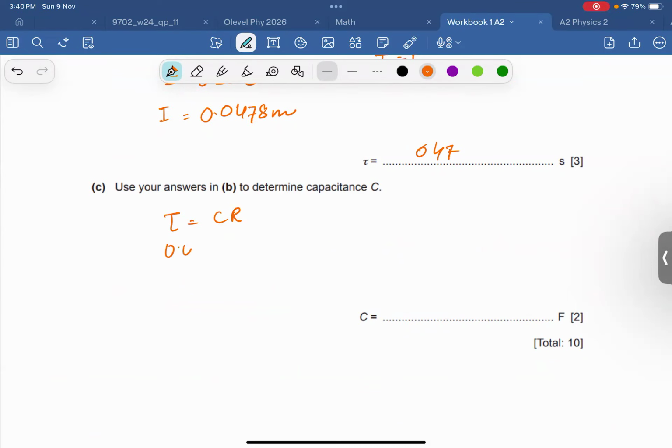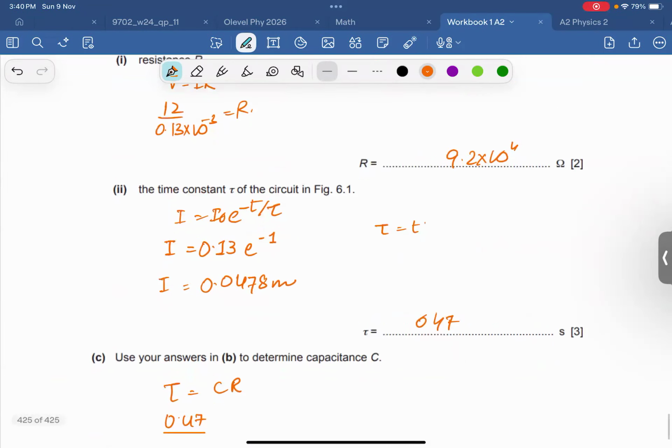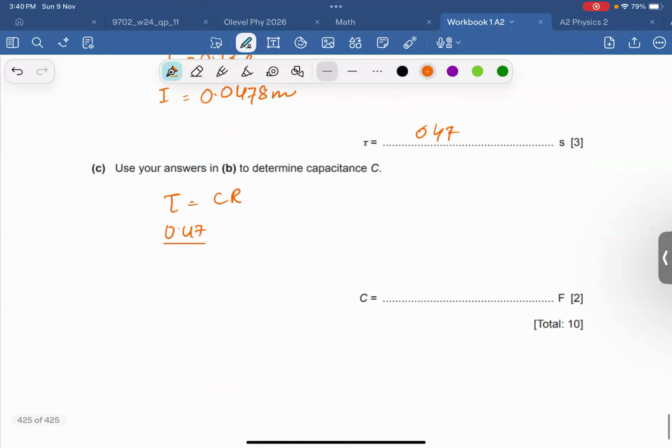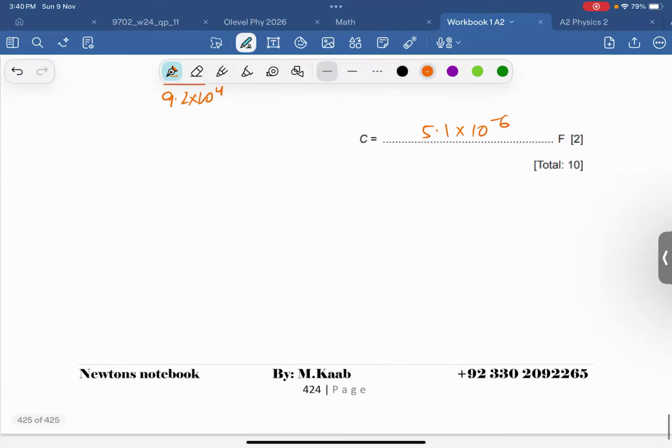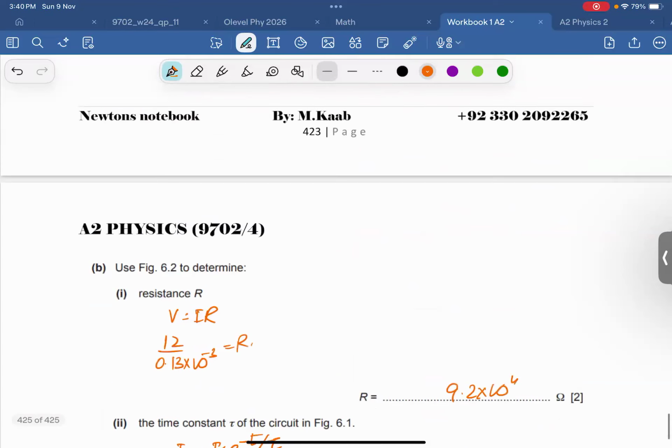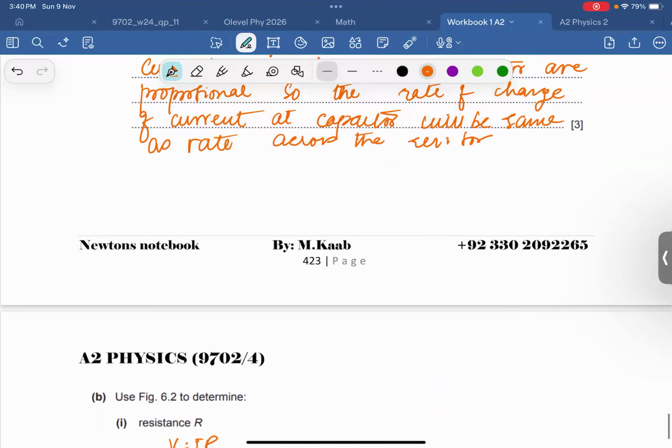So 0.47 divided by the resistance, 9.2 exponent 4, is equal to C. So the C will be 0.47 divided by 9.2 exponent 4. I am getting the capacitance value as 5.1 exponent negative 6. And that's it. These are all the questions on the capacitance, discharging of the capacitor.